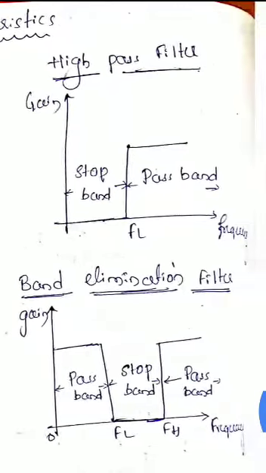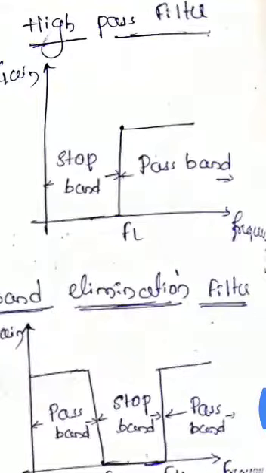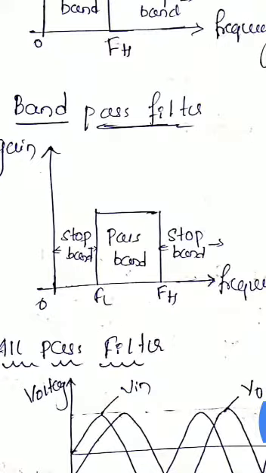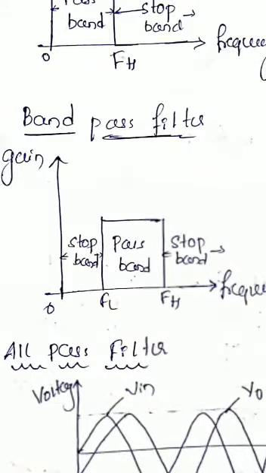Next is the high pass filter. Here we have the stop band and pass band. High pass means the higher frequency signals: the pass band consists of high frequency signals which are passed from input to output side, and the stop band consists of low frequency signals, so it is blocked. Similarly, we have a band pass filter. A certain band of frequencies between FL and FH is passed from input to output side and the rest of the band of frequencies is eliminated here.